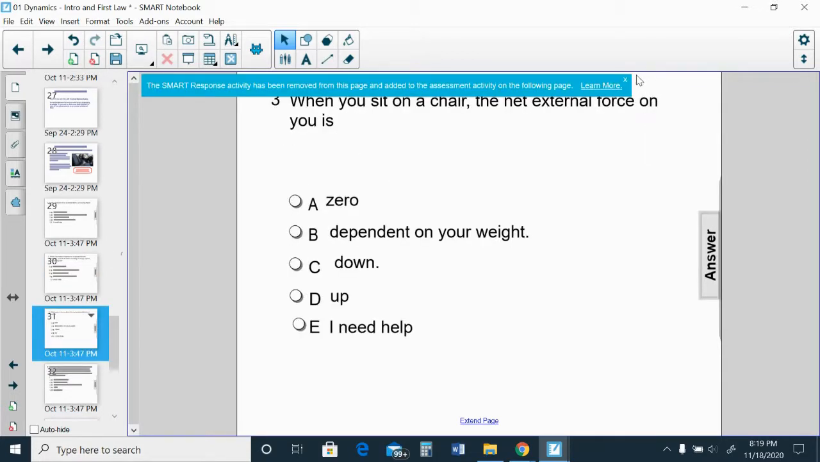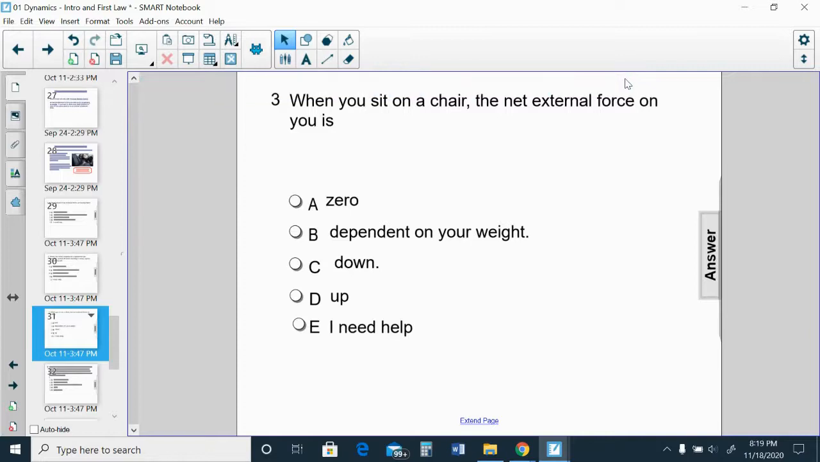When you sit on a chair, the net external force on you is... The correct answer is 0. You're not going anywhere, you're not accelerating. If you're not accelerating, then there is no net external force acting on you.